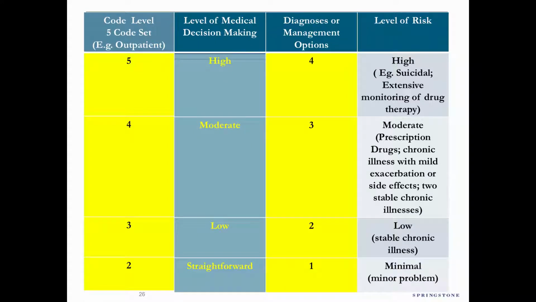Now, let's say you had a code set that had 5 in it, and that would be outpatient. Outpatient code sets, remember, had 99211 through 215, even though we don't use the 211 to bill, it has 5 in it. So for the highest code in outpatient, a level 5, you need 4 management options. So for code sets that have 5 in them, you go down 1. If you want to bill a level 5, you need 4 management options. A level 4, you need 3. And then the level of risk you can see. And again, you need both to be at or above that level to bill at that level.